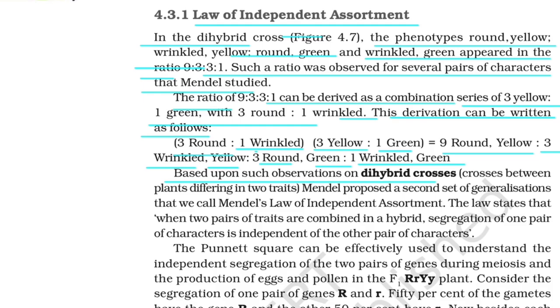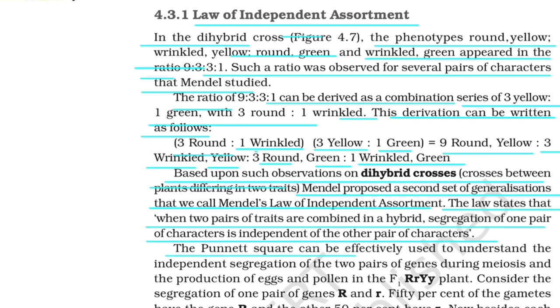Based upon such observations on dihybrid crosses between plants differing in two traits, Mendel proposed a second set of generalizations that we call Mendel's law of independent assortment. The law states that when two pairs of traits are combined in a hybrid, segregation of one pair of characters is independent of the other pair of characters.